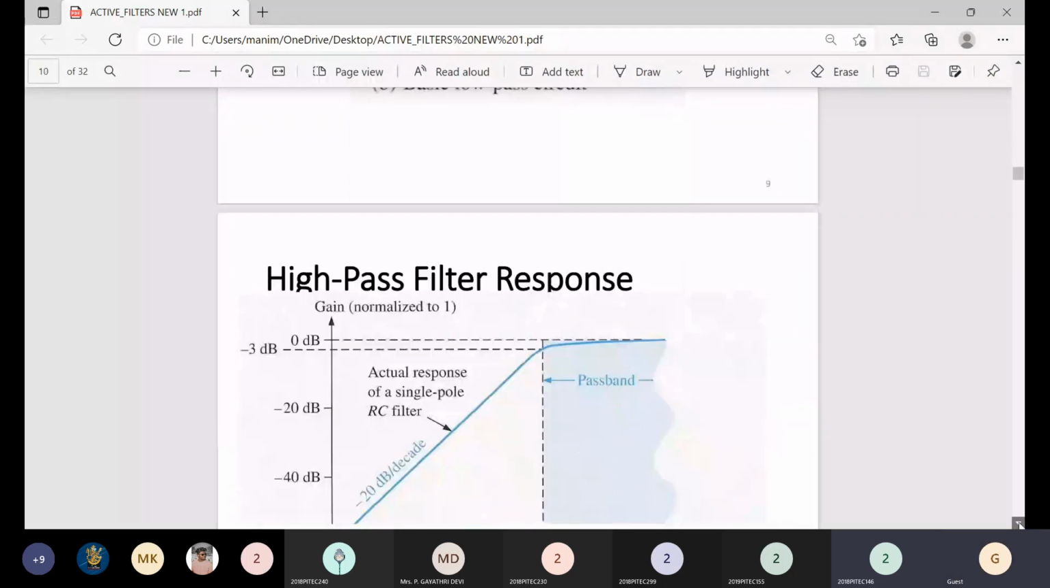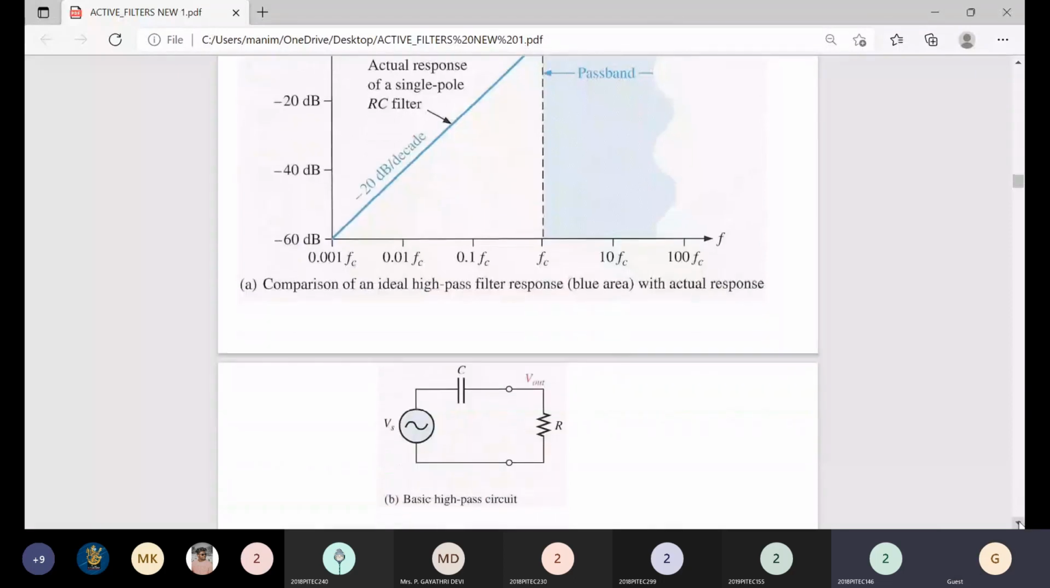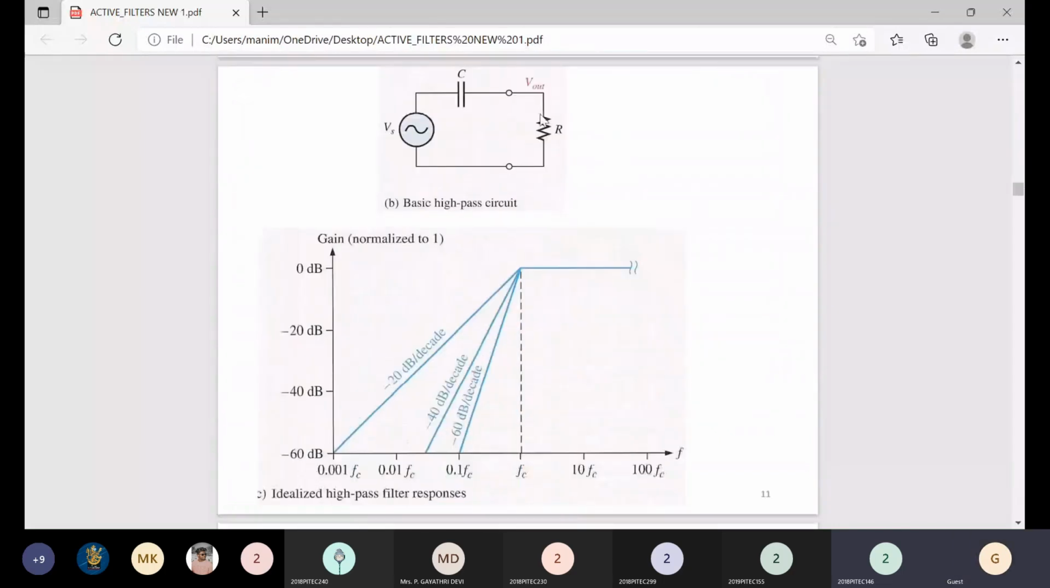Then this is for, remember, the filter attenuates particular frequencies and allows the signal above the cutoff frequency, right? Okay. So this is the practical filter response of the high pass filter. Here this response is using only one RC circuit. This is a basic high pass filter. So this is the idealized high pass filter response depending upon this RC, right?